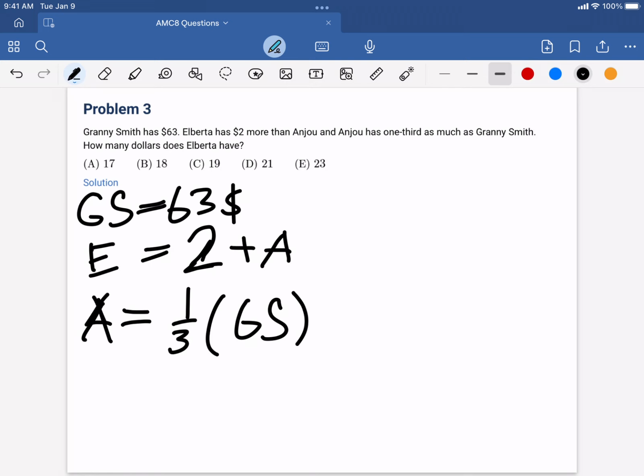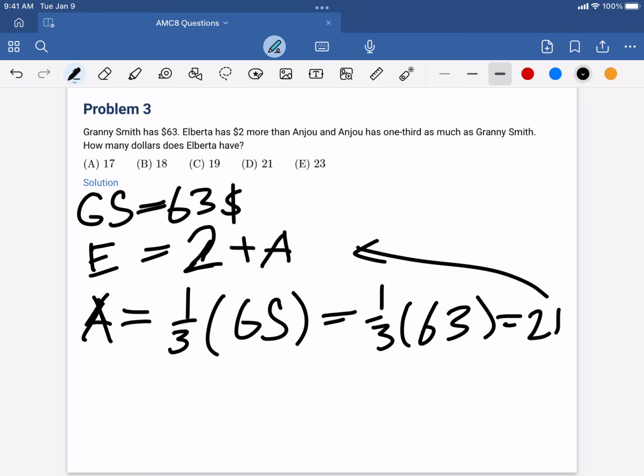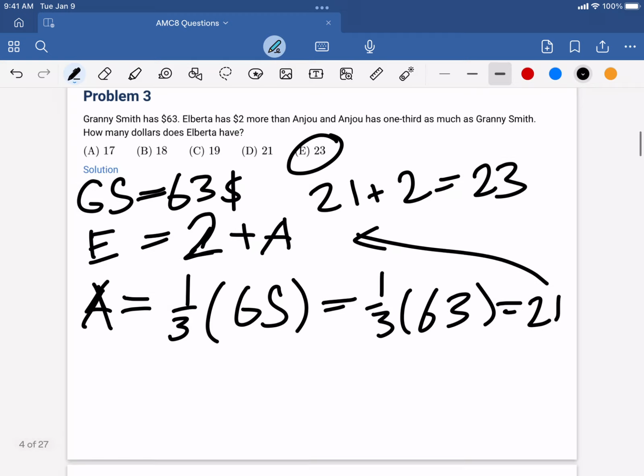So Anjou has 1/3 as much as Granny Smith, which is 1/3 of 63, which is just 21. And then we plug 21 over here and we get 21 plus 2, which is 23. So our answer is E, 23.